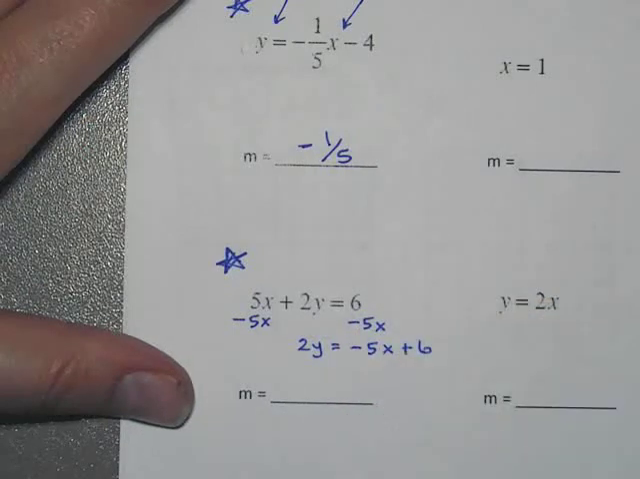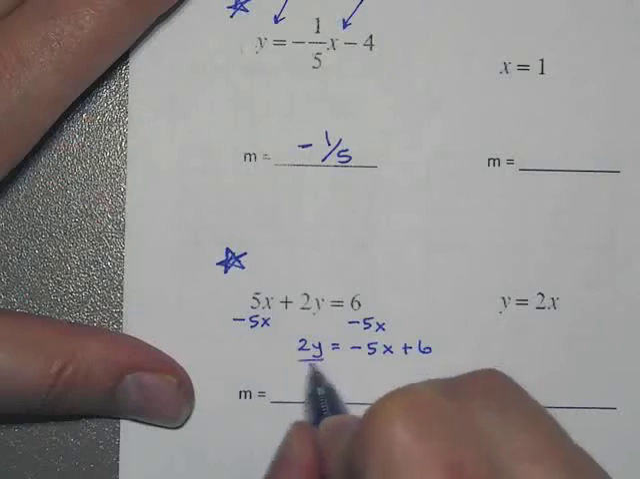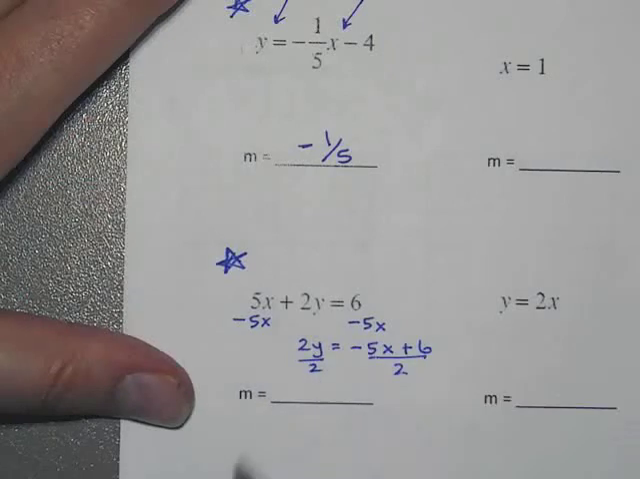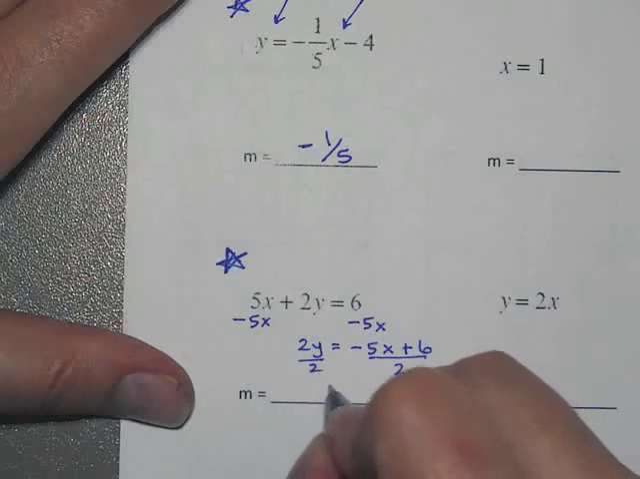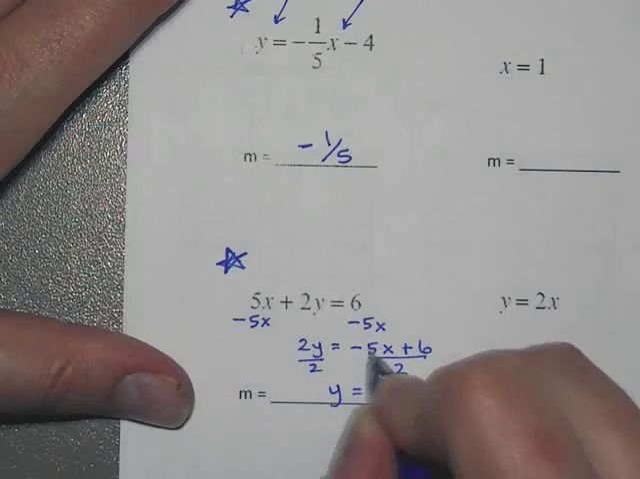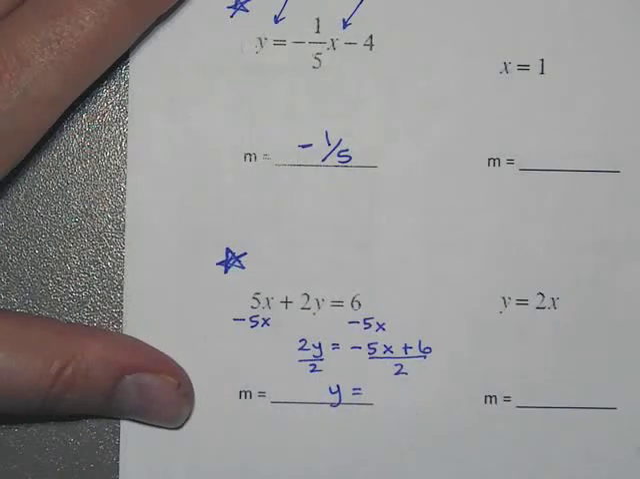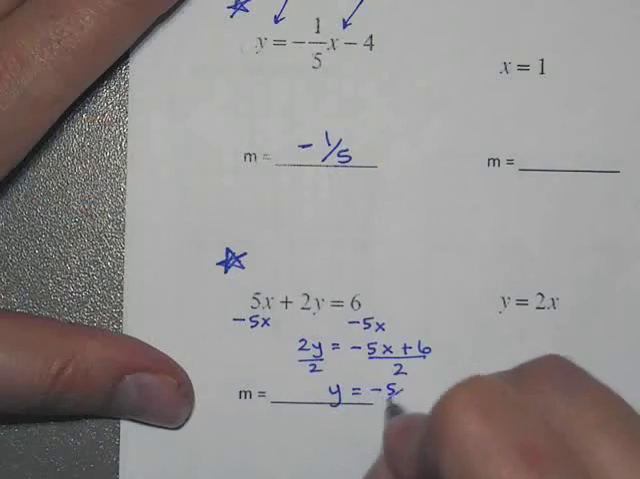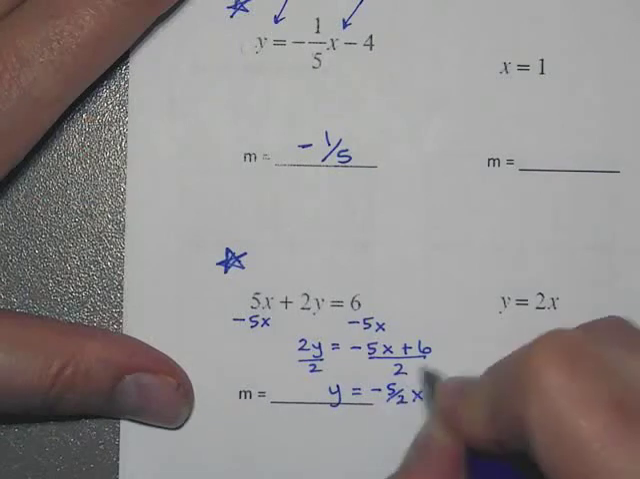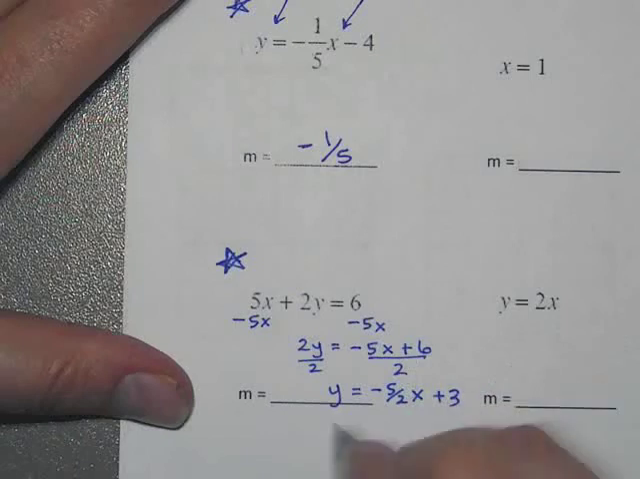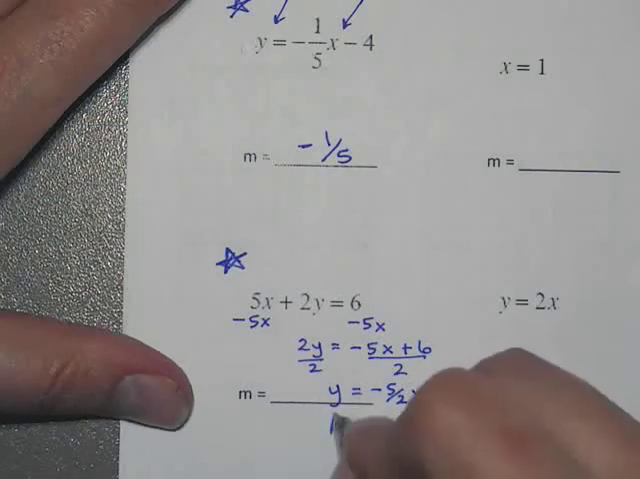Now I still don't have y by itself. I have to divide everything by 2. And so I'm going to kind of ignore this m equals line for right now. I end up with y equals, and -5 divided by 2 doesn't really come out to anything nice, so I'm just going to leave it, -5/2x. And then I also have to divide the 6 by 2. 6 divided by 2 is 3. So here's my equation where y is now by itself.